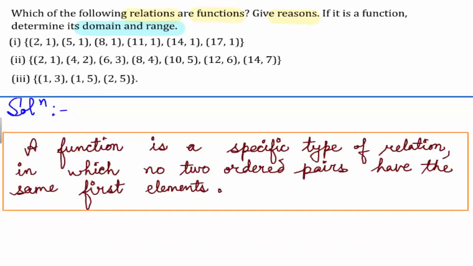Before proceeding with the solution, let us understand what is a function. A function is a specific type of relation in which no two ordered pairs have the same first elements. Now let us write down the ordered pairs which are given in the first part.